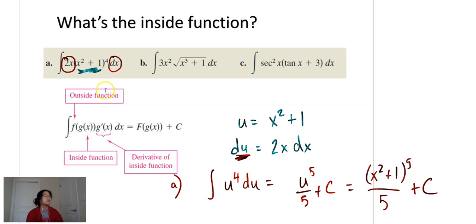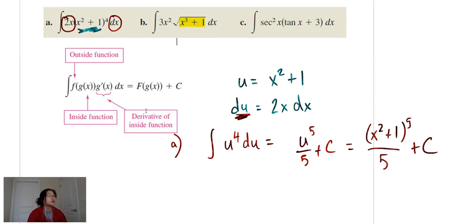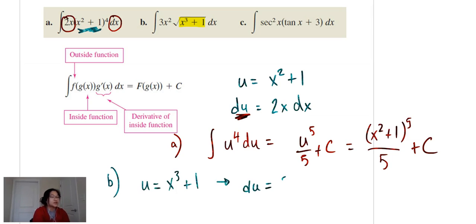All right. So for part B, what is the inside function? What's the peanut? I think it's x to the 3rd plus 1. So let's work with that. So for part B, we have u equals x to the 3rd plus 1. That's our inside function. So that means that du is 3x squared dx, and that's lovely because that's right there.